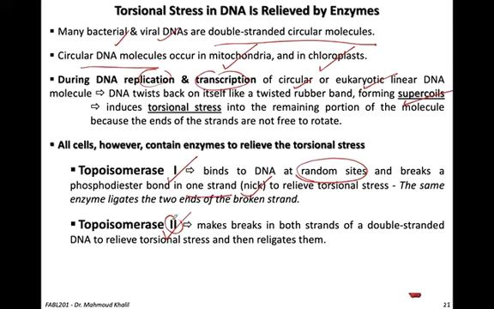Actually, topoisomerase 2 does the same as topoisomerase 1, but instead of nicking one strand, it makes breaks in both strands of double-stranded DNA to relieve the torsional stress and then religate them.